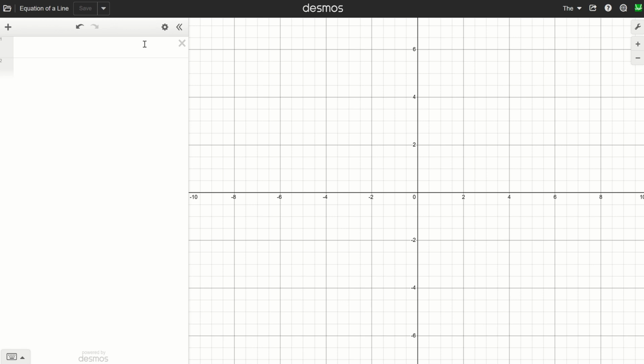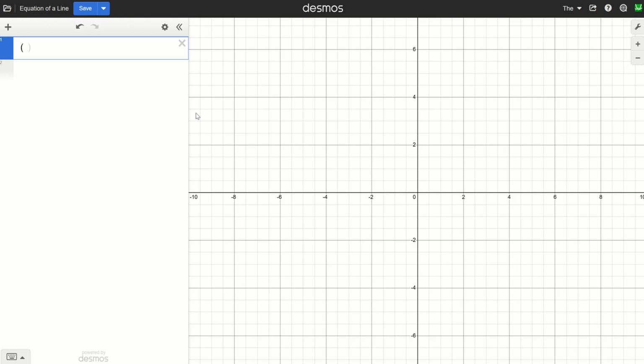In this video, I'm going to show you how to write the equation of a line in slope-intercept form when you're given a point and the slope. So if you're following along on your Desmos demo worksheet, we are on step 1. If not, the link for this worksheet is in the description of this video.